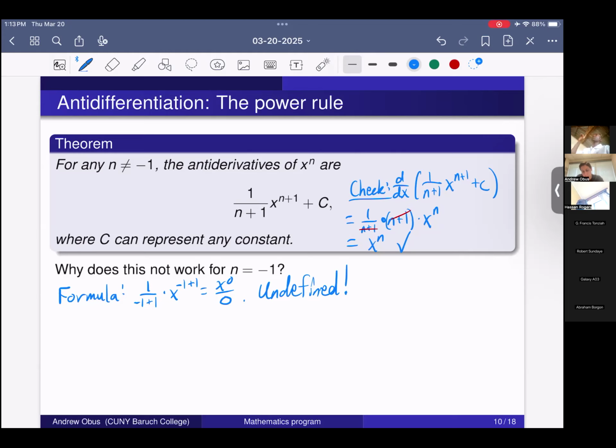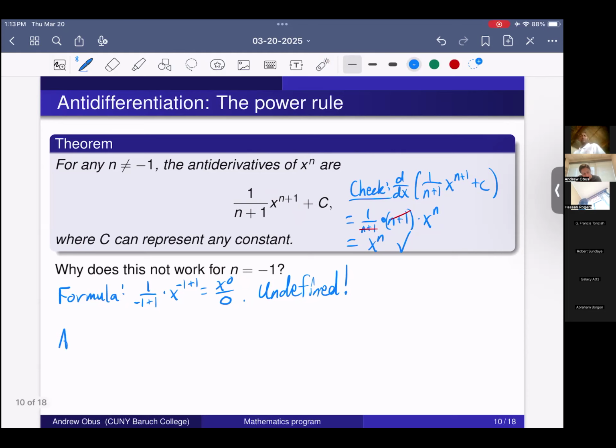I'm just saying this doesn't work because if you try to use n equals -1 in the formula, then you get something that doesn't make any sense. You get x to the 0 over 0. All right, thank you. All right, so this is your power rule. So now you can use this.